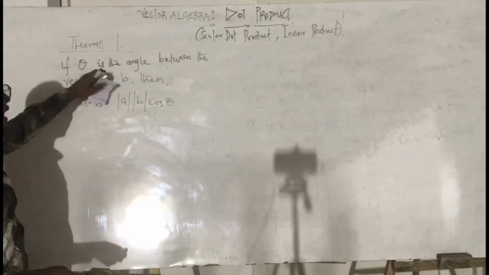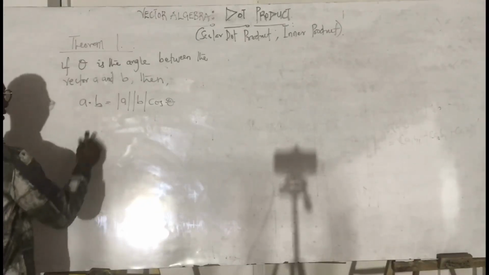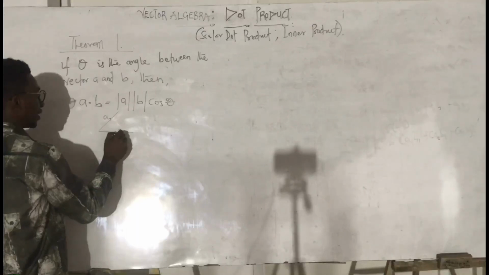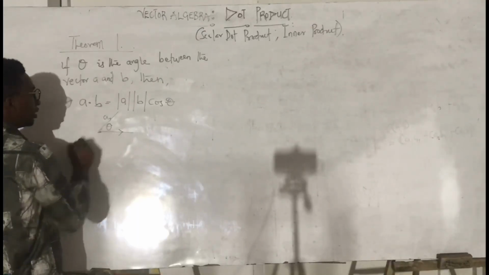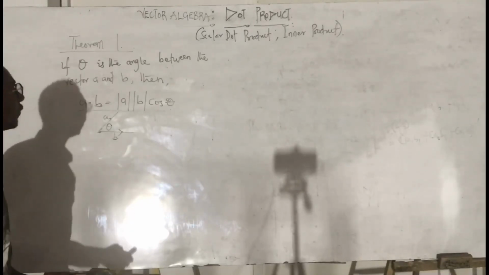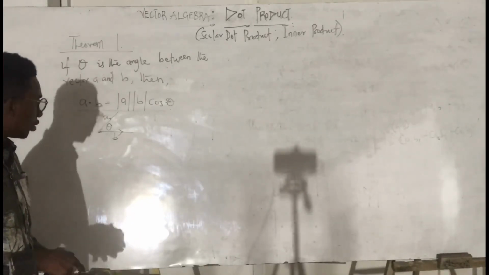So if theta is an angle between the two vectors, let's say vector A and vector B, and an angle theta exists between them, and we want to find their dot product, this is the formula for finding their dot product. Let's look at an example.